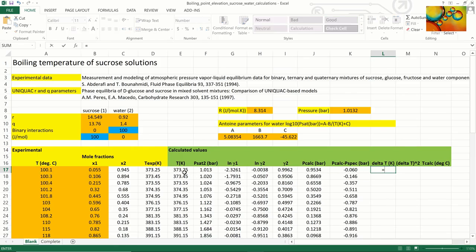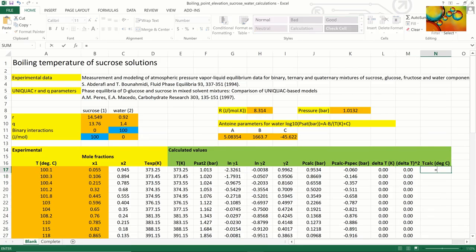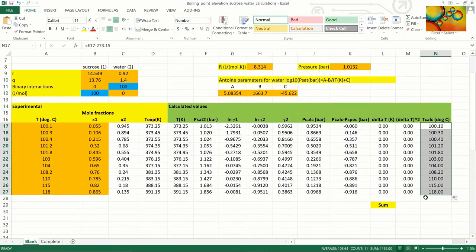We now calculate the difference between the calculated temperature and the experimental temperature. Of course, this number is zero because we are using the experimental value as initial guess. Now we calculate the square of this deviation. Of course, again, zero for all points. And finally, for plotting purposes, we convert the calculated temperature from Kelvin to degrees Celsius. Converting for all data points.